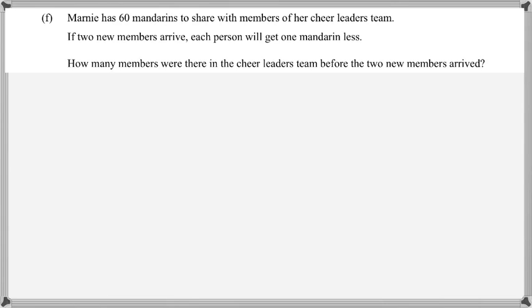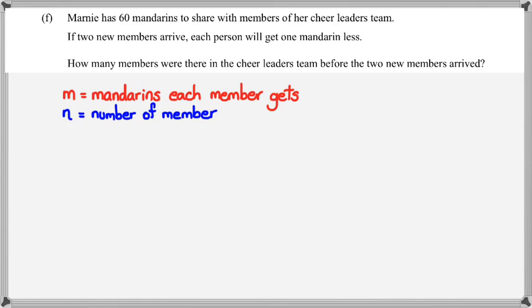So basically your first step is to try and create some equations. And I think that is the most challenging part. And then after that, you've got to actually get on with the solving of it. But here we go. We're going to give this a go. Your first thing is assigning some letters. So I'm going to use the letter M for mandarins. It's a bit sucky that we have to work with mandarins and members of the cheerleader team. But anyway, M is equal to the mandarins each member of the team gets. All right, that's the first thing. The next thing is N. N is the number of members in the cheerleader team.